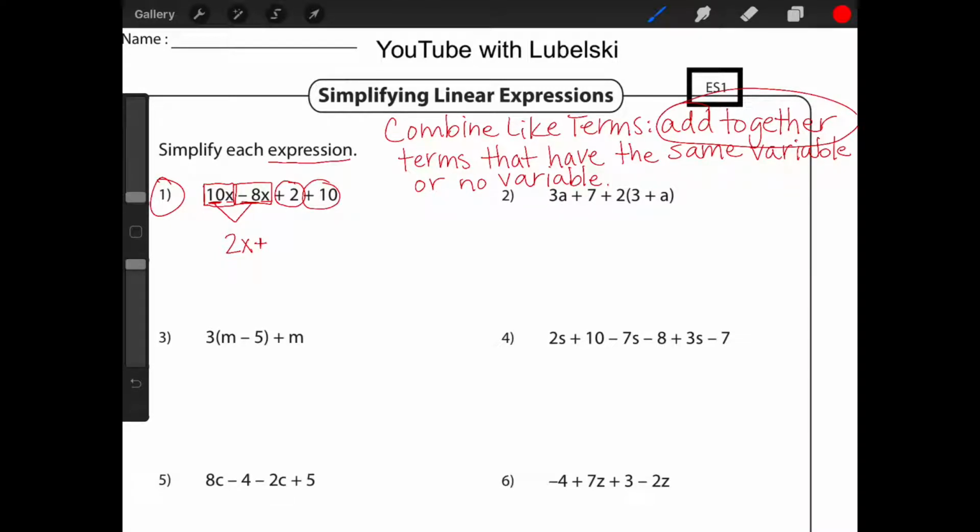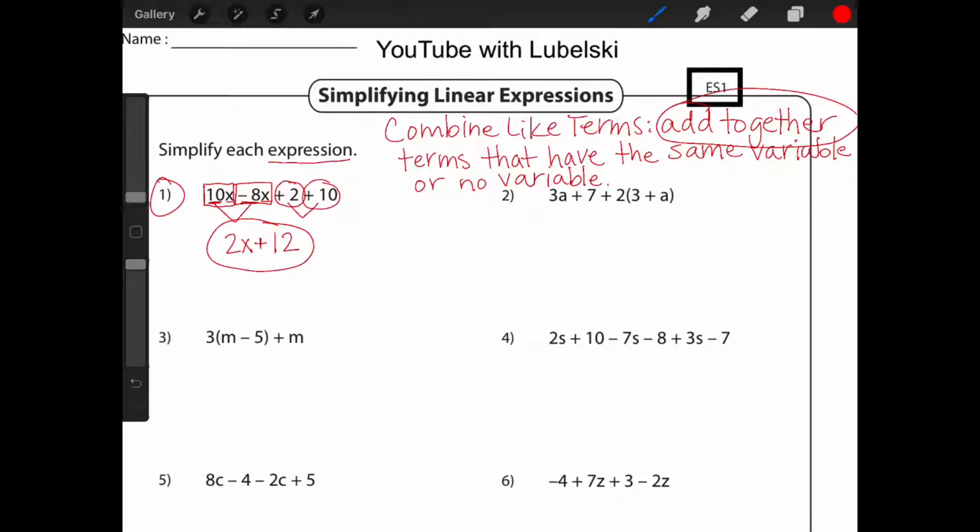Plus, then I look at my other two. 2 plus 10 is 12. So here is my final answer. I just combined all the terms. I can't combine 2x and 12 because 2x has a variable of x and the number 12 does not have that variable. So they don't look like each other, so I can't combine them.